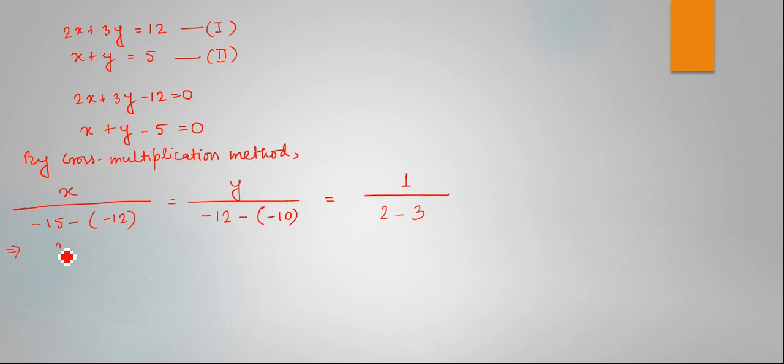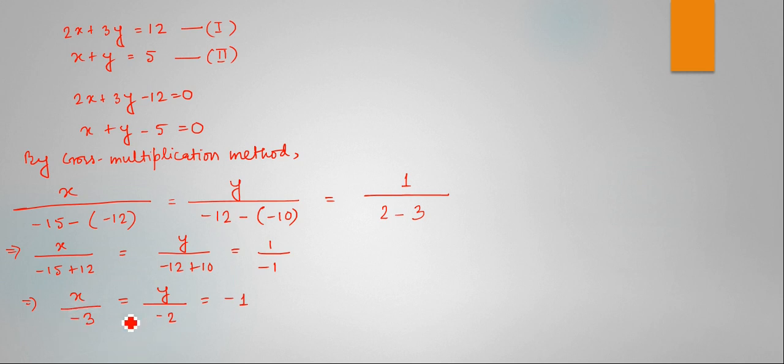So now we can write x by minus 5 plus 12 equal to y by minus 12 plus 10 equal to 1 by minus 1. So here x by minus 3 equal to y by minus 2 equal to minus 1. So from these we can write, as each one is equal, x by minus 3 equal to minus 1. So x equal to minus 1 into minus 3. So that is x equal to 3.